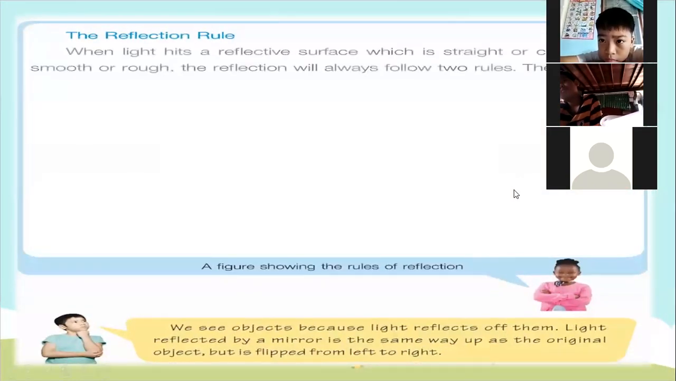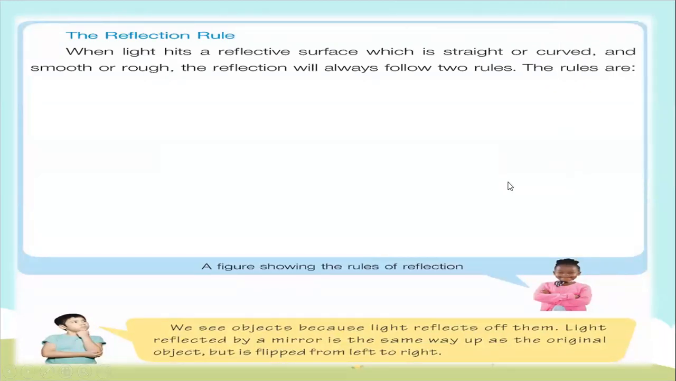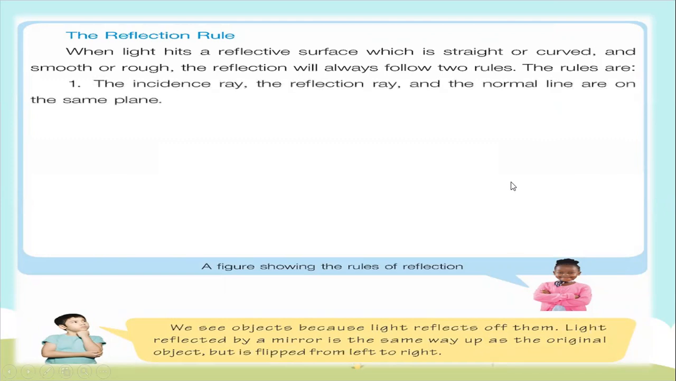All right, now here are the reflection rules. What are the reflection rules? When light hits a reflective surface, which is straight or curved, and smooth or rough, the reflection will follow two rules. For example, if the surface of the object is smooth or rough.